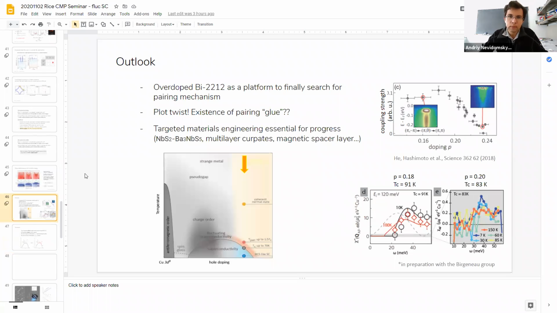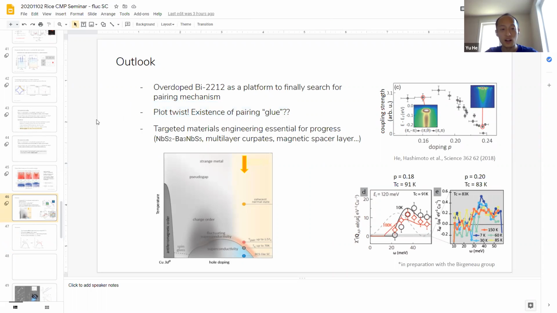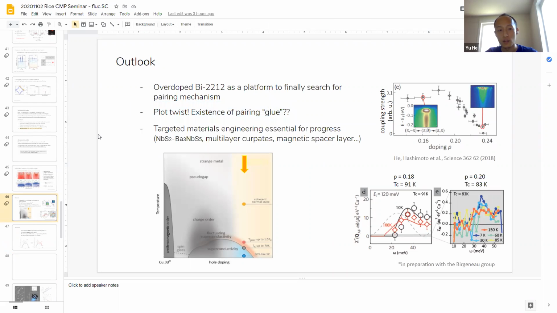So what exactly did you mean by that remark? Yeah, so let me first apologize for this last minute interjection. This questioning of the presence or existence of pairing glue doesn't have immediate relation to the fluctuating superconductivity that I just introduced.